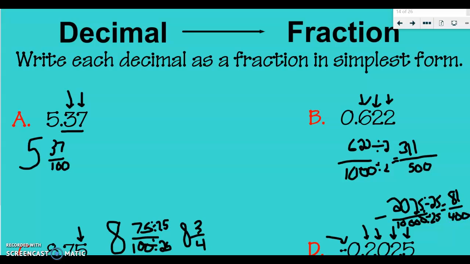Then you can see if any of the factors of 81, which are 9 and 9, 81 and 1, go into 400, and there aren't any. So it's 81 over 400 as your final answer. Do not forget the negative. Start off negative. There's only one negative, so it has to be negative 81 over 400.